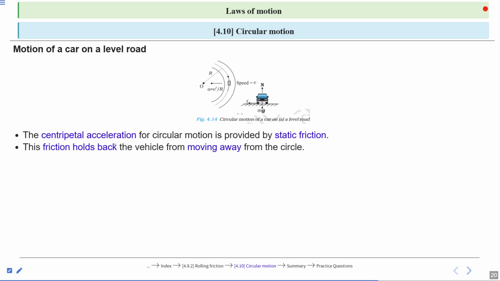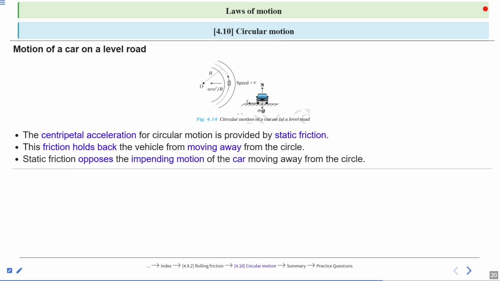This friction holds back the vehicle from moving away from the circle. And static friction opposes the impending motion. Here, impending motion means the motion of the car, and the force that opposes the impending motion is static friction. So static friction opposes the impending motion, the forward motion of the car, moving away from the circle.